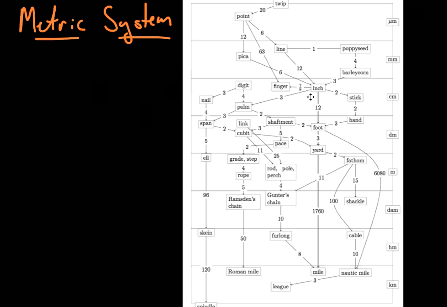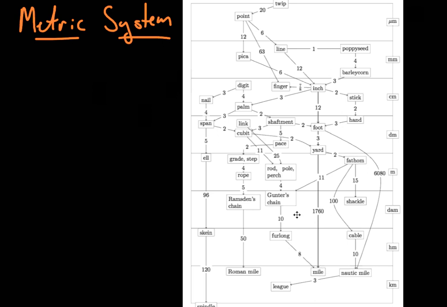These are the lengths of the English system, and you'll notice some of your familiar ones like the foot and the inch and the yard, and so on. These values represent the conversion factors. That means there's 12 inches in a foot, 3 feet in a yard, 1,760 yards in a mile, and so on.